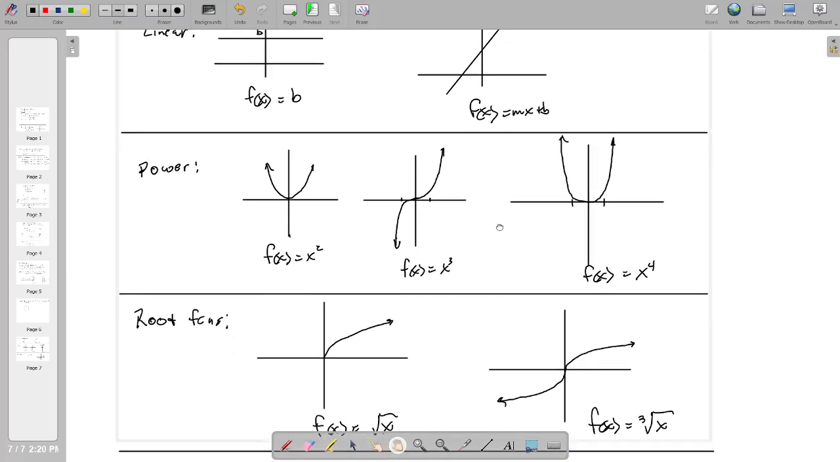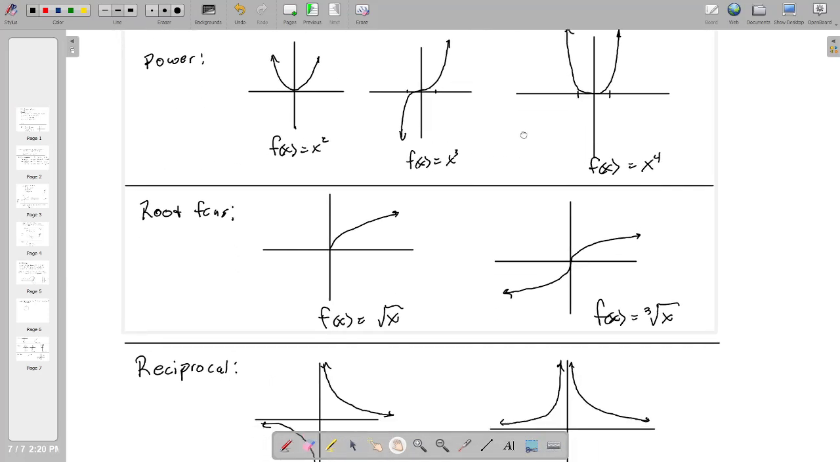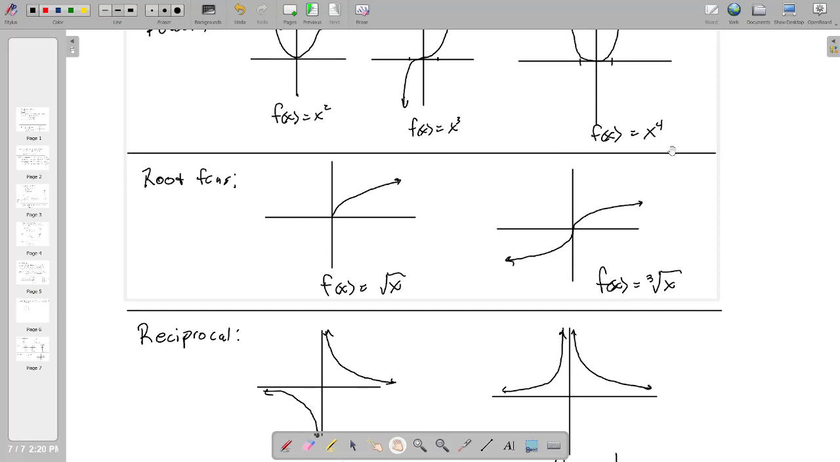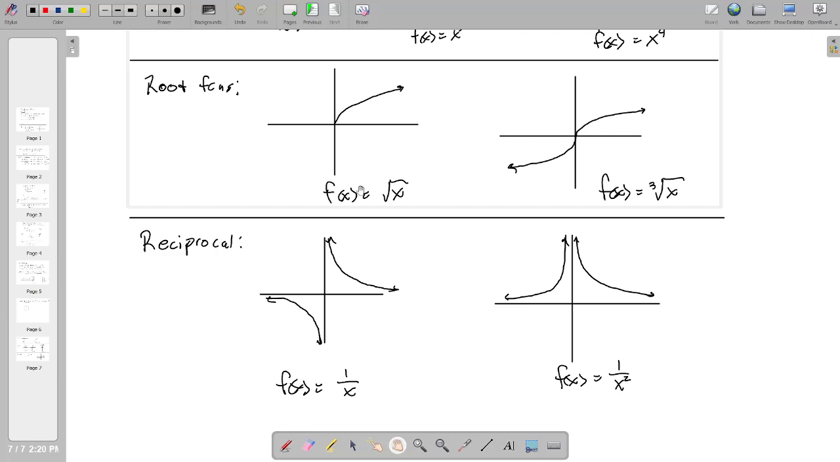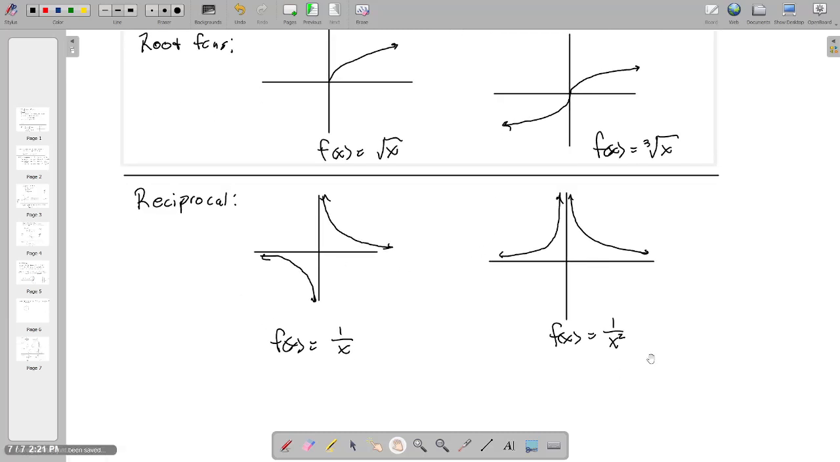You definitely need to know the linear and the power functions. Probably up to x to the 4th power is good. X to the 5th is stretching it a bit. Root functions, you definitely need to know both of these, the square root and the cube root. And the reciprocal functions you need to know as well.